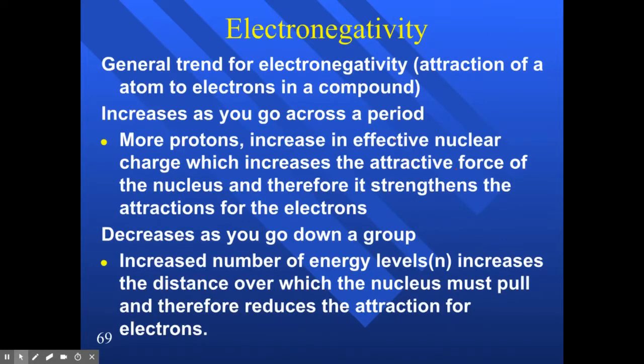Now, electronegativity, that's going to be a big thing, especially as we get into bonding a little later on. If you're asked about electronegativity, again, the explanations are about the same. It increases as you go across a period because you get more protons, which results in a greater effective nuclear charge, which increases the attractive force of the nucleus and therefore strengthens the attraction for the electrons on the other atom that they are going to be bonding with. It decreases as you go down a group. Increased number of energy levels increases the distance over which the nucleus must pull, and therefore reduces the attraction for electrons.